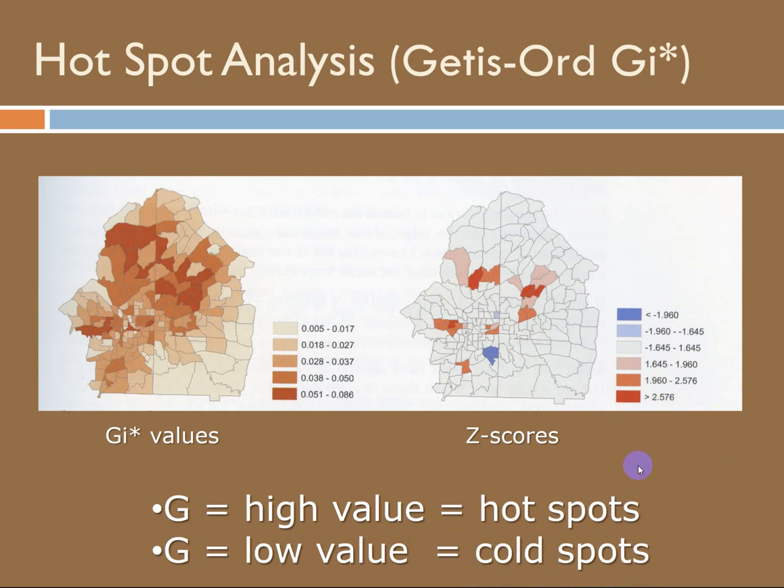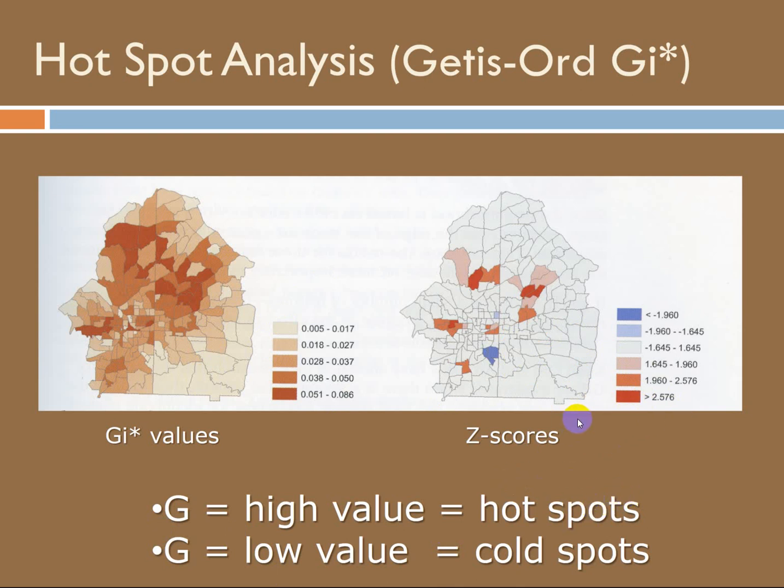In order to be statistically significant, a hotspot has to have a high value and be surrounded by other high values. A cold spot is going to have a low value and be surrounded by other features that have low values as well. So don't think of a cold spot as kind of like the random or uniform distribution. It's basically a low value hotspot.